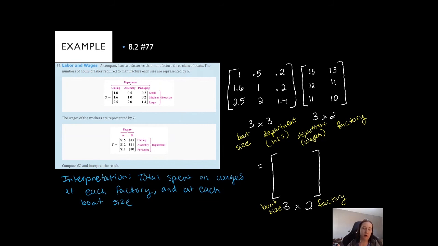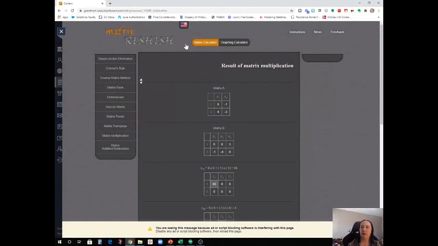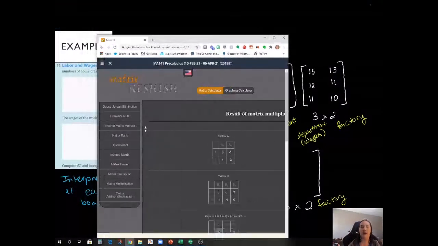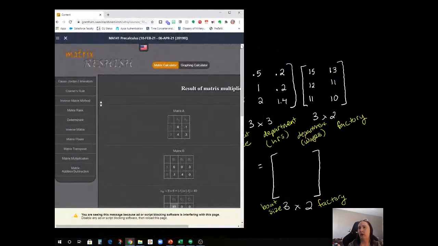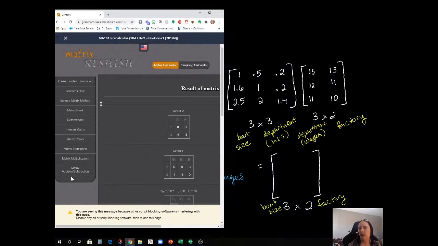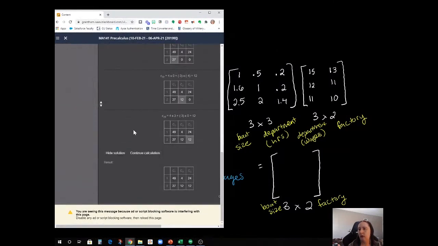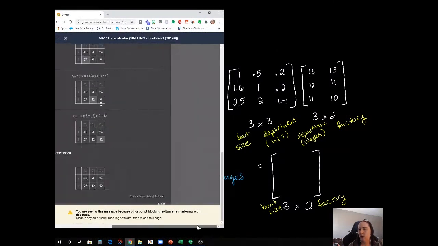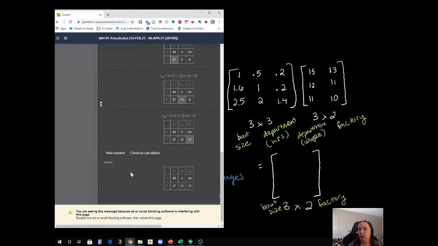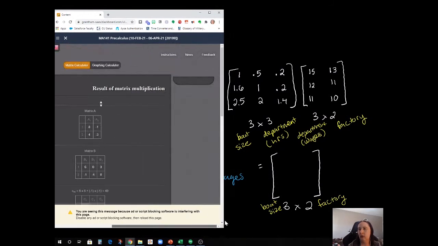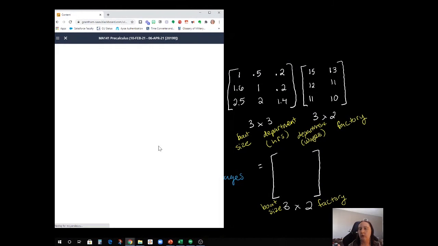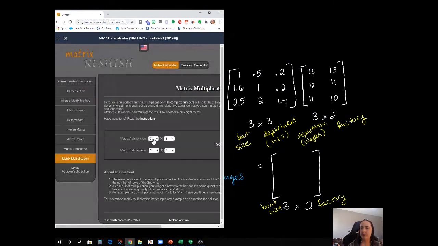So to do this one, I'm going to pull up our matrix calculator. Since again, I don't have a lot of space here, I wanted to focus on the interpretation for these word problems so that you understand how to interpret what you're getting. So just kind of move it over. Is there a way to get a new one? I'll just click on matrix multiplication again and just start over.